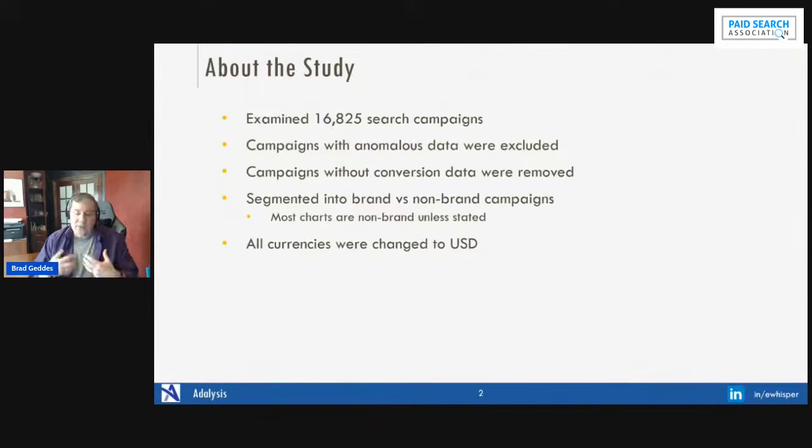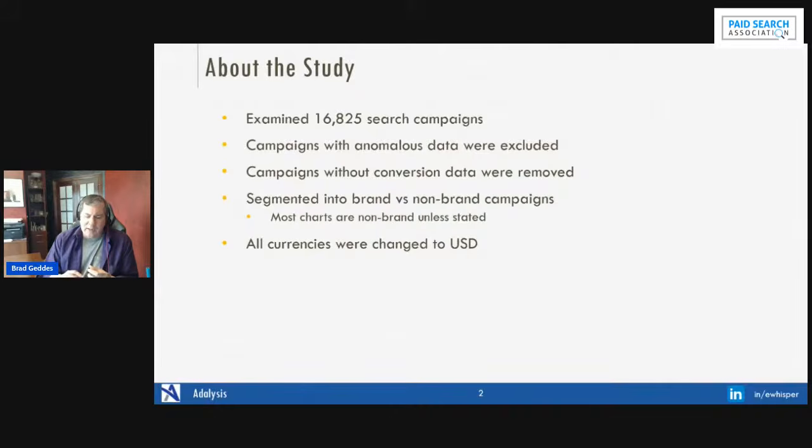So, at Analysis, we're a PPC management platform, and we have access to a tremendous amount of data. So we looked at almost 17,000 search campaigns. Anything that was anomalous or without conversions, et cetera, we removed. We segmented brand versus non-brand just to really understand what's happening. I've got some brand stats in here, but most of this is what you should be seeing with the majority of your non-branded campaigns.